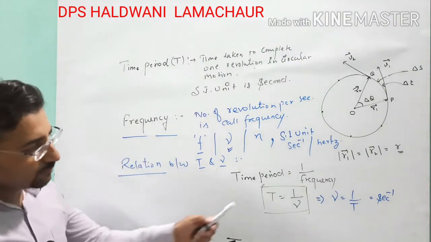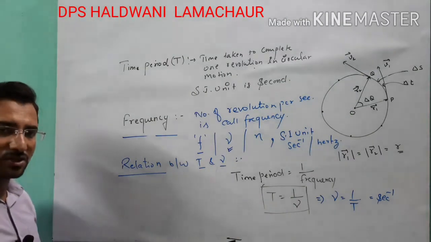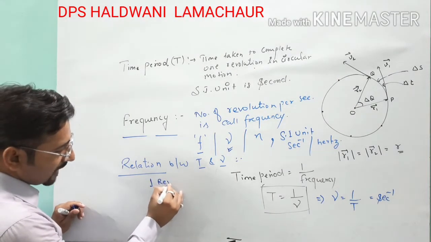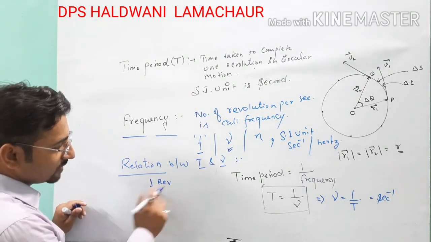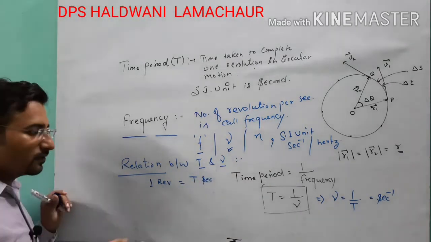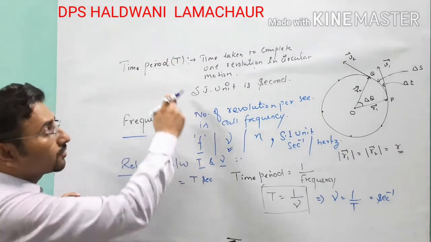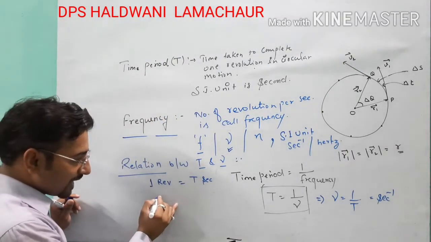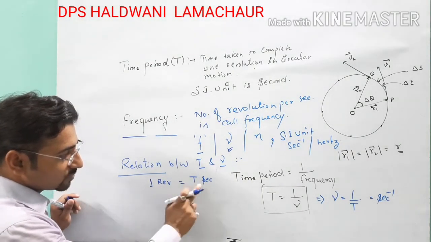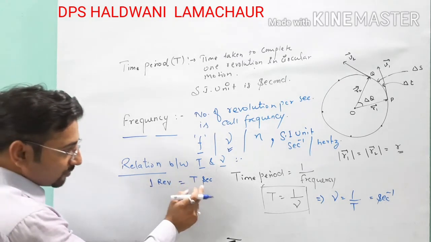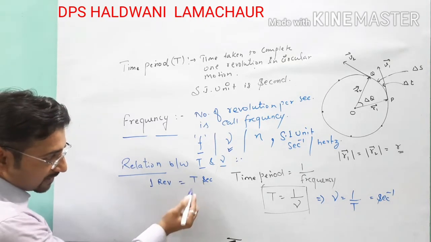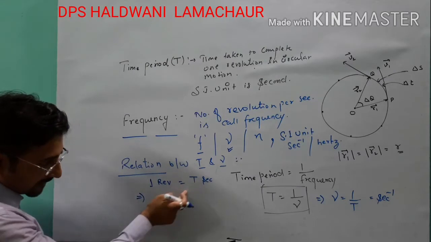Now after that, if you want to know how we will show the relation between these two, listen students: the time taken to complete one revolution is equal to T seconds, from the definition. Listen carefully. Now from this relation, if we want to write the number of revolutions in 1 second, what you will do is divide this by T.